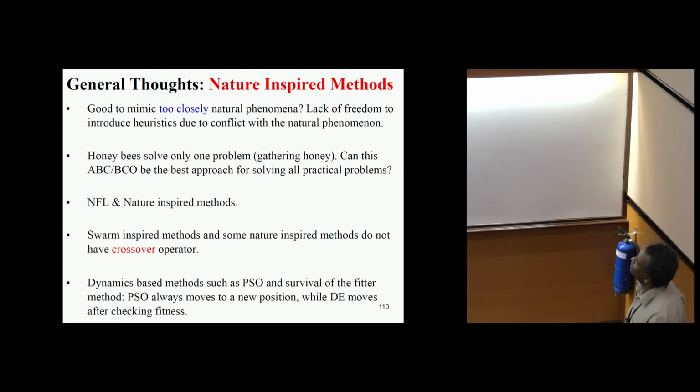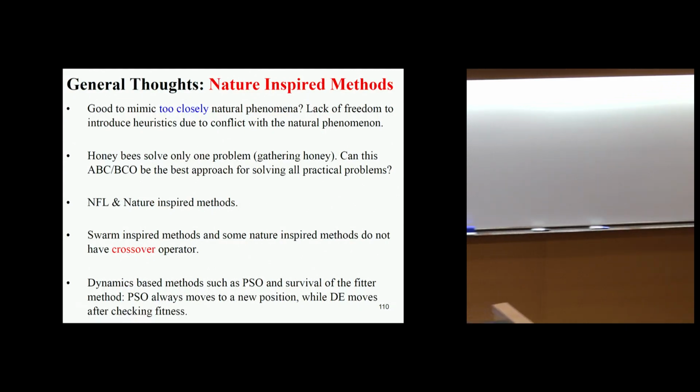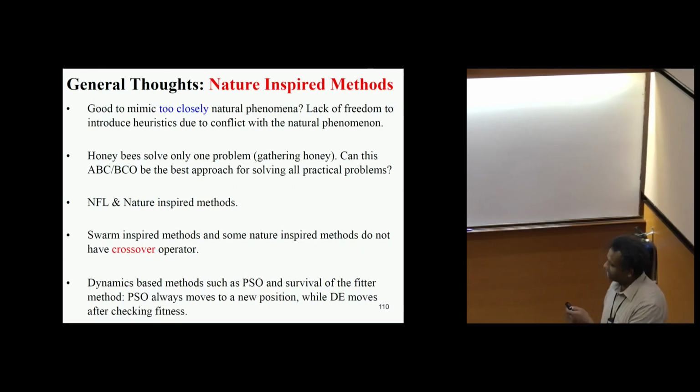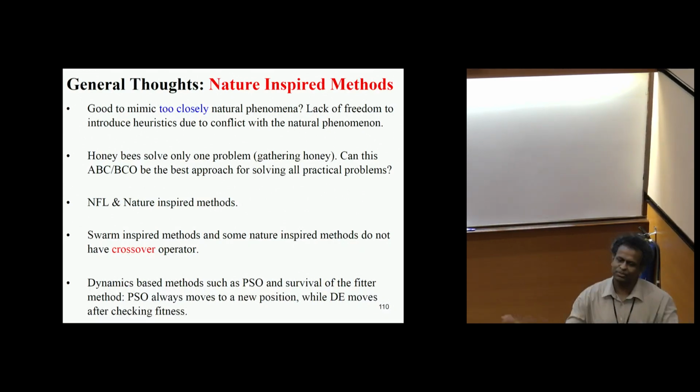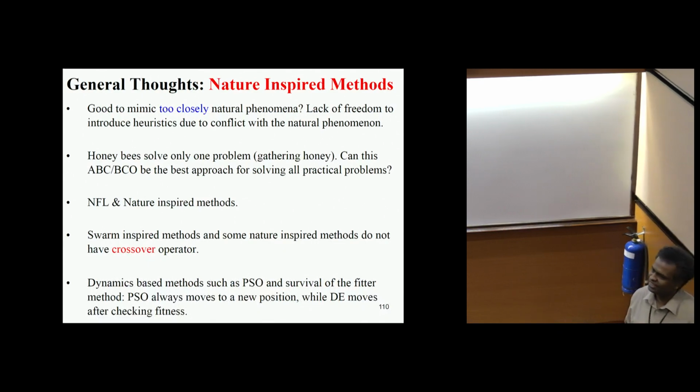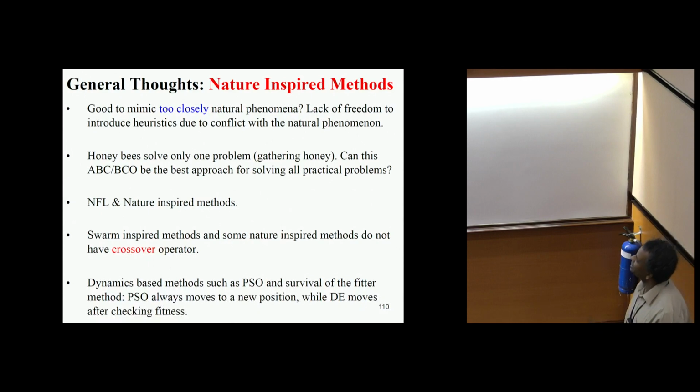Personally, I don't think we should go too close to the natural phenomenon, because natural phenomena are very strict. The insect wants to do only one thing, whereas the no free lunch theorem says you should have diverse properties to solve diverse problems. One particular characteristic won't be good for solving all the problems. So there's a conflict I see here as well.